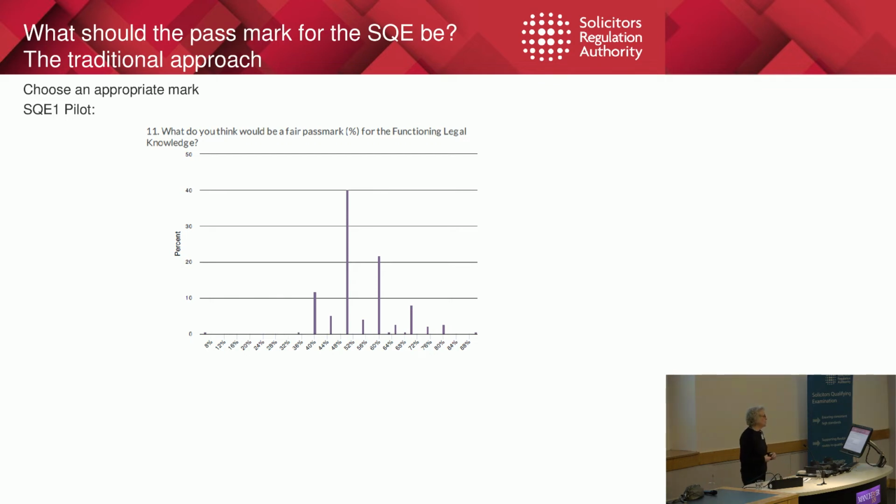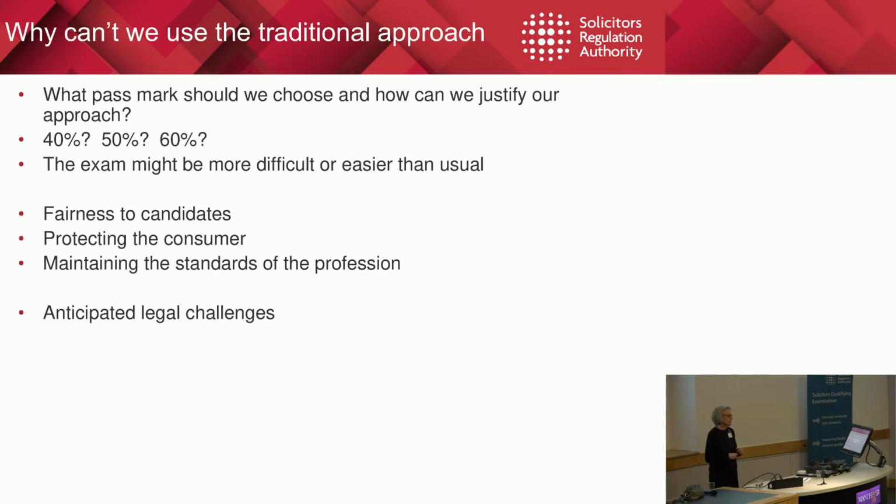So why can't we use that traditional approach? The first question clearly, which that raises, is what mark should we choose and how can we justify it? So, 40%, 50%, 60%. But even if we could choose a mark, what it doesn't deal with then is that the exam might be more difficult or easier than previous exams. And obviously that's probably not going to be a huge amount, if the question setters and so on, but you can't say that 2 questions are the same difficulty ever. So again, it's the sort of exactness that's required because of the purpose of the exam.